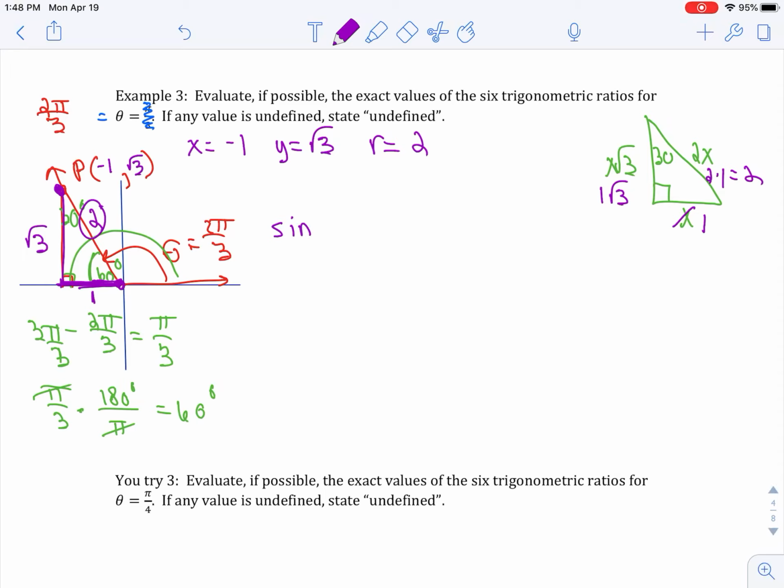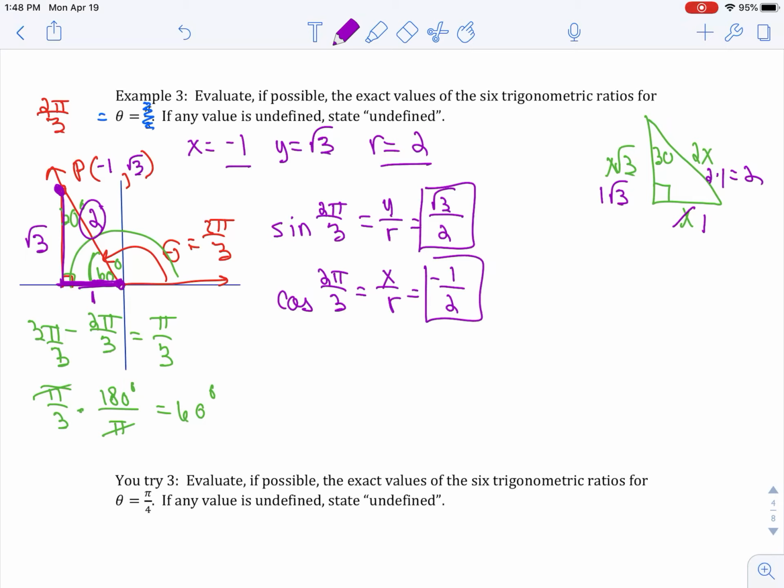So the sine of 2 pi over 3 then is going to be y over r. And remember, I encourage you to write this just to practice it and to memorize it. So we get the square root of 3 over 2. The cosine of 2 pi over 3 then is x over r. So that's -1 over 2, so that's -1/2. The tangent of 2 pi over 3 is y over x, and so that's going to be the square root of 3 over -1, which is simply negative square root of 3.